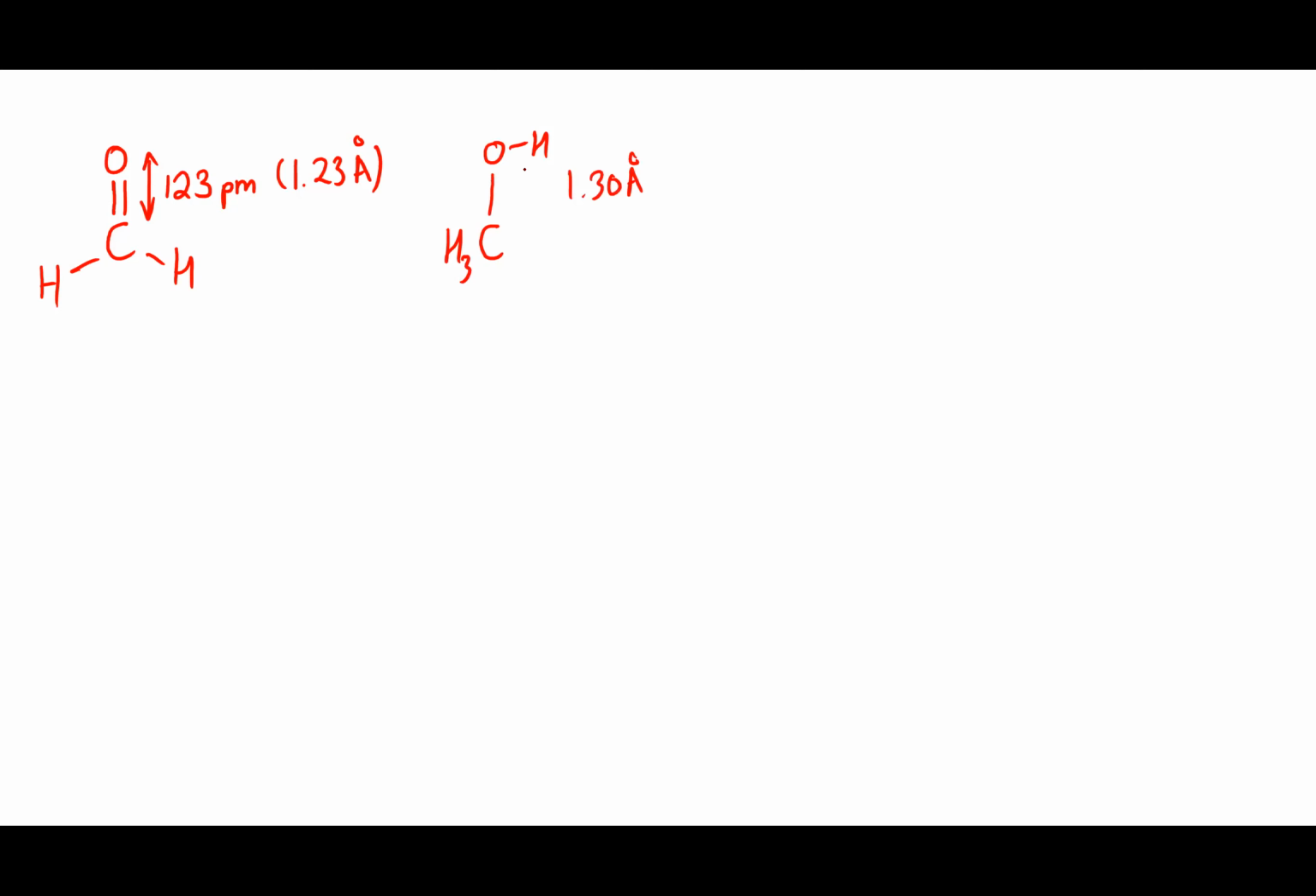You know, this isn't a huge difference, right? Like, come on, we're talking 0.07 angstroms, but it's meaningful. There's a difference. In a carboxylic acid, carboxylate, both of these bond lengths are the same. They're 1.26 angstroms. So they're in between a single bond and a double bond.